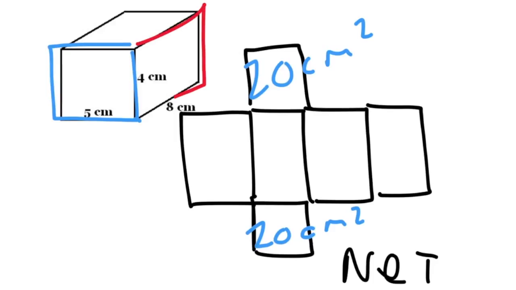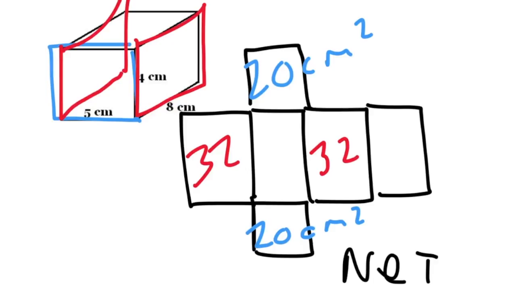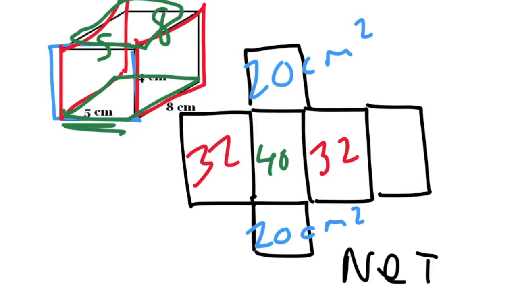This right side is 4 times 8, so that's going to be 32 centimeters squared. You can't see it, but the left side is the same thing, and that's 32 centimeters squared. The top rectangle is not 4 times 8. It matches this 5. This is a 5 right here by 8. So that top rectangle is 40 centimeters squared. And then the bottom matches that. That's 5 times 8. That's 40 centimeters squared.